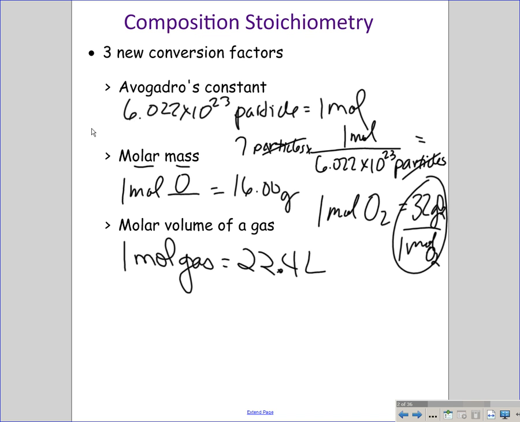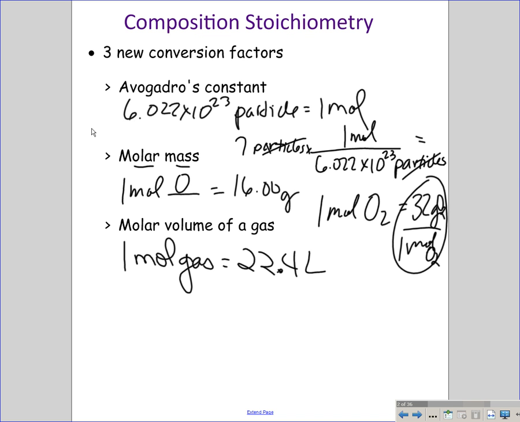22 liters is quite large. You know how big a liter is? How big is a 2 liter? About this big? Times that by 11. I don't know, like this big. So 1 mole of gas takes up that much space. That's kind of a lot for a gas, for 1 mole of it too.